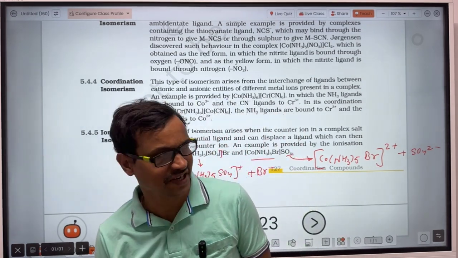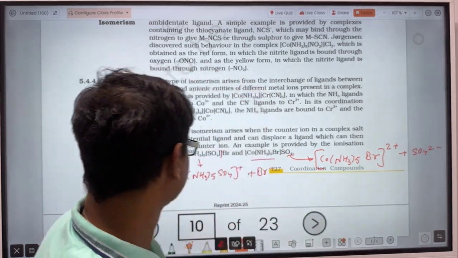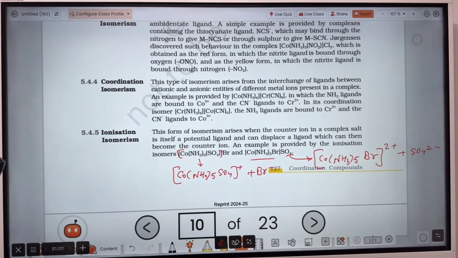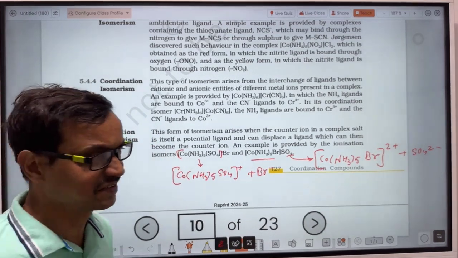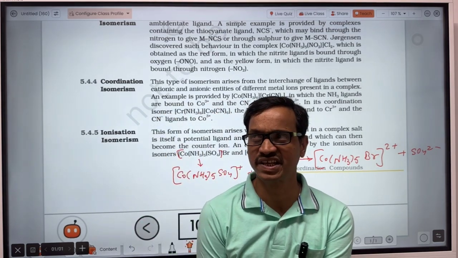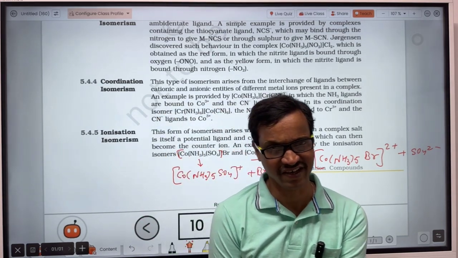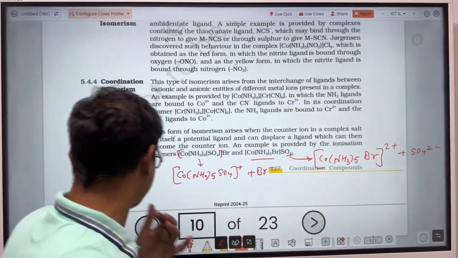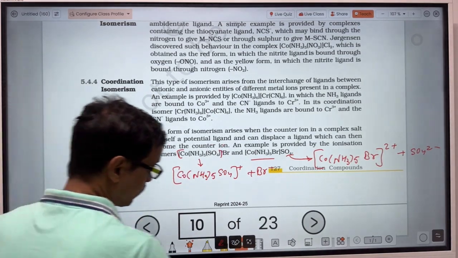the compounds on dissolution in water give different numbers of ions. In ionization isomerism, on dissolution in water, the compounds give different types of ions, while in solvate isomerism, the compounds give different numbers of ions. What is solvate isomerism? Just watch.